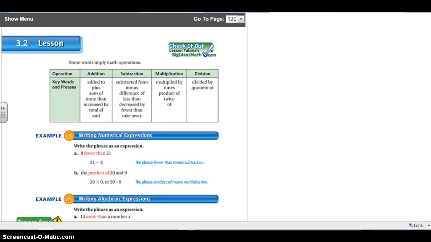And if you look on page 120 of your math book, you will see words that imply math operations. In other words, when you see these words in a word problem, they tell you what operation to use. I want you to take a minute and read through each of the categories. Come back when you're done.